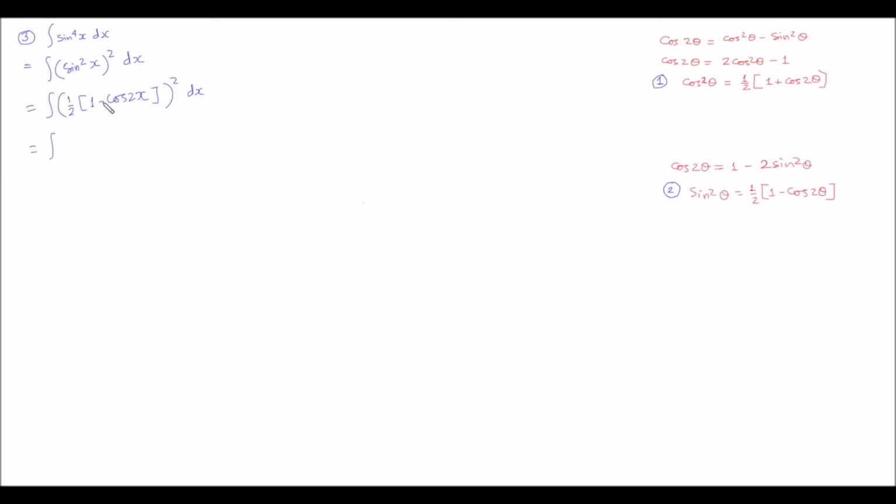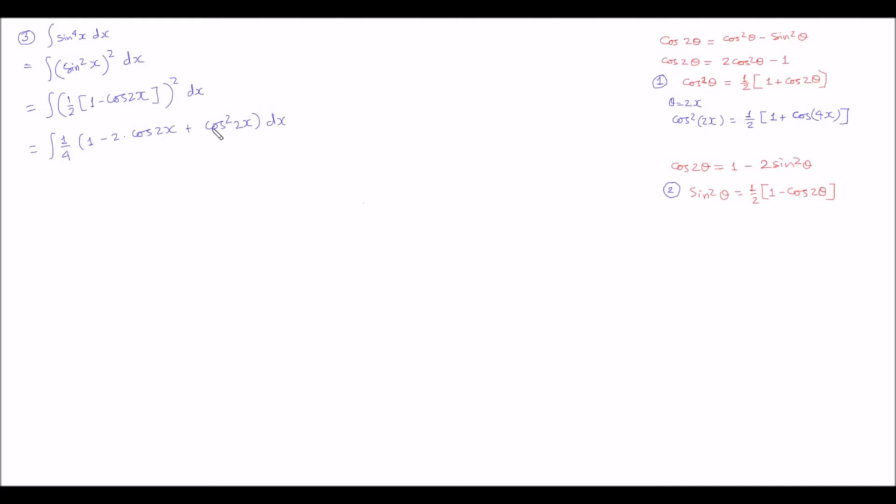This is a minus b whole square, so we can write a square minus 2ab plus b square. For this, 1/4, and then this would be 1 square minus 2 times cos 2x plus cos square 2x dx. Then again we can change this cos square 2x using this formula. If we let theta equal 2x, cos square 2x becomes 1/2 of 1 plus cos 2 times 2x, which is 4x.